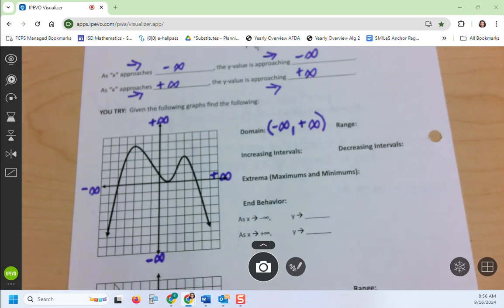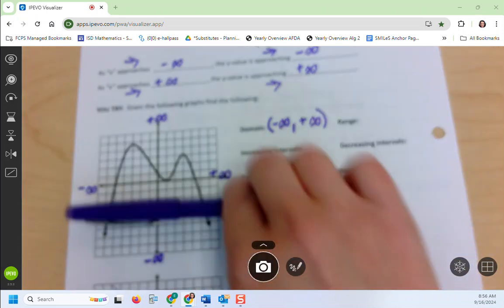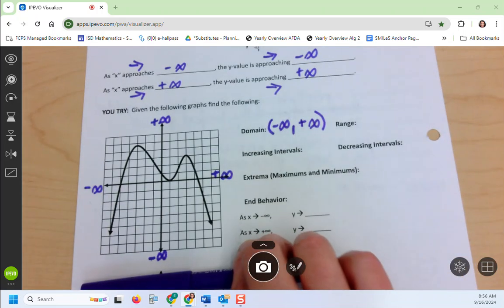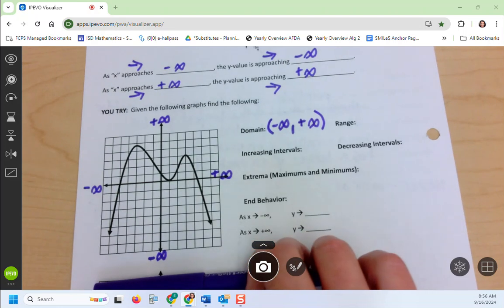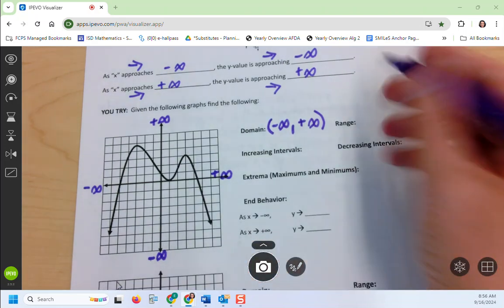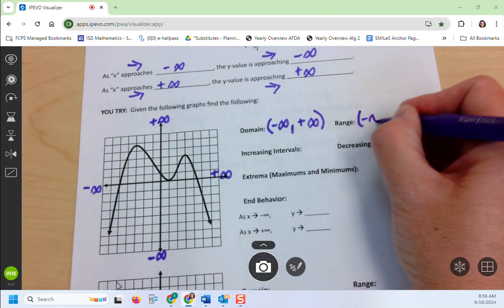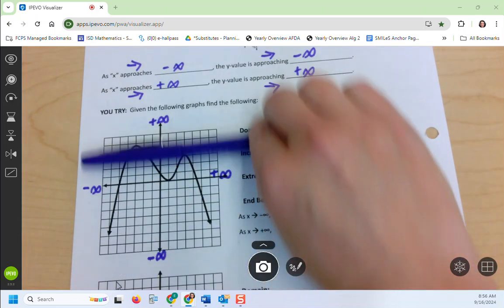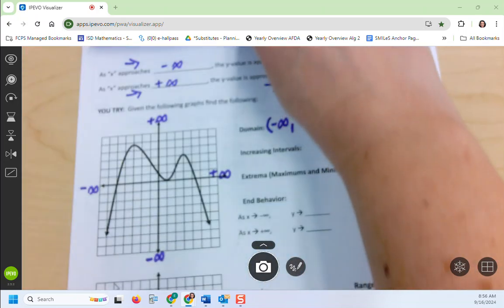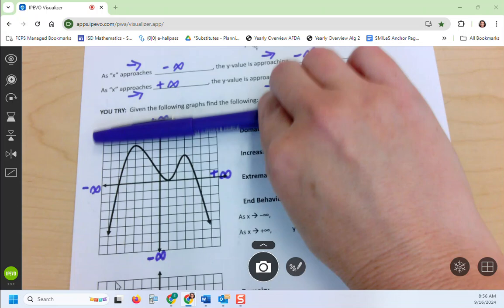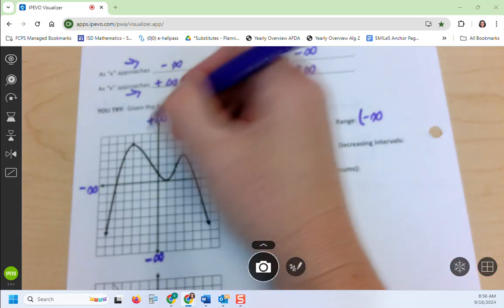Okay, your range starts at the bottom. These arrows are pointing down to what? Negative infinity. Does it keep going all the way up to positive infinity? No, it stops at what's, we're going to say that it reaches this one. We're just going to estimate.